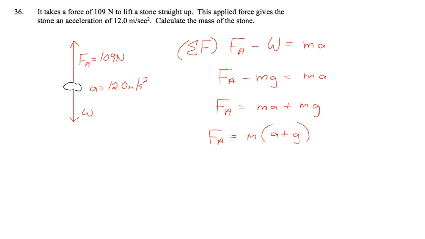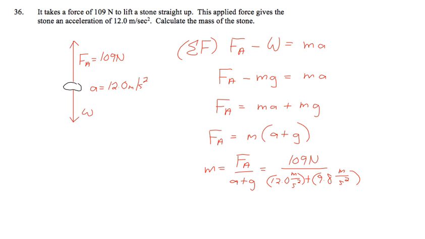Now the m has been separated from the a and the g, and the operation is multiplication. So if I just want m, I'm going to divide both sides by a plus g, and that's going to bring it down here. So the mass is going to be Fa divided by a plus g. And so for the applied force, we're going to put in 109 newtons. And then a plus g. So the a is 12 meters per second squared. And the g is 9.8 meters per second squared.